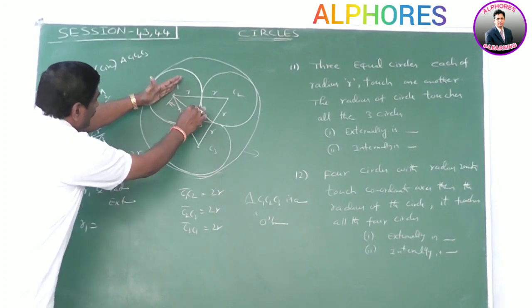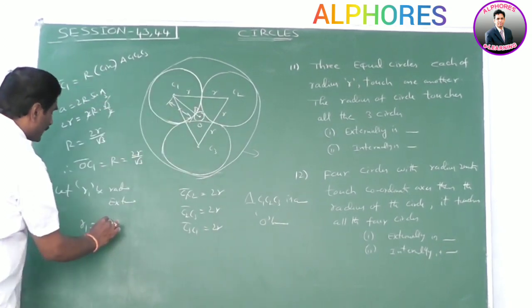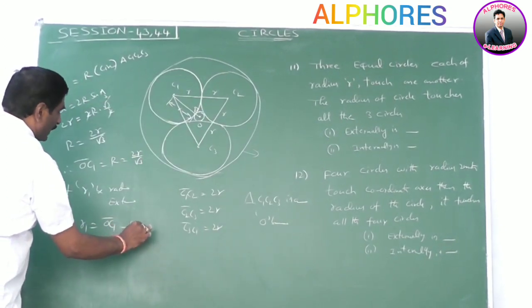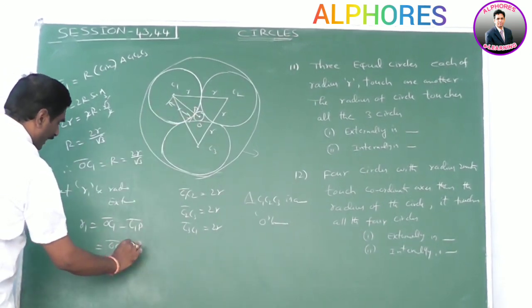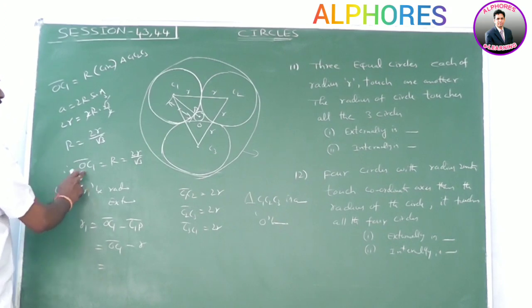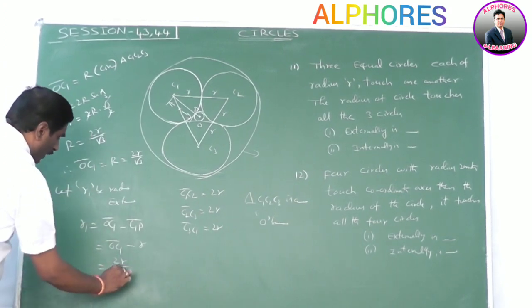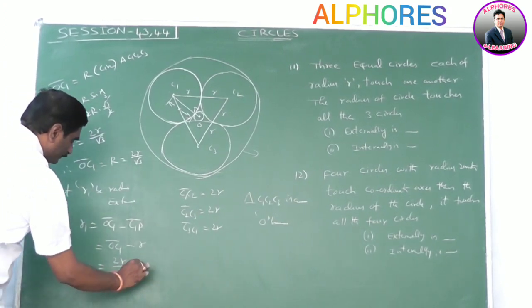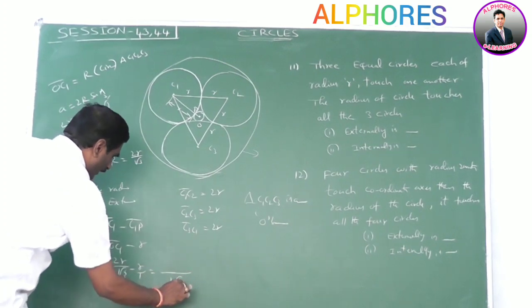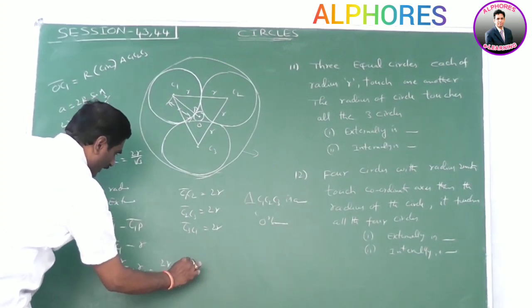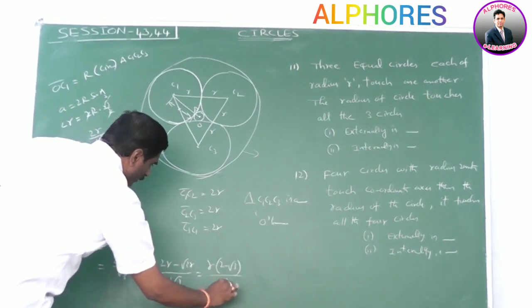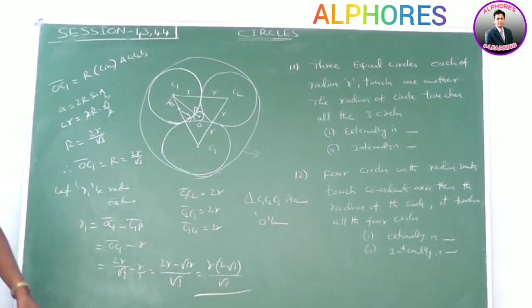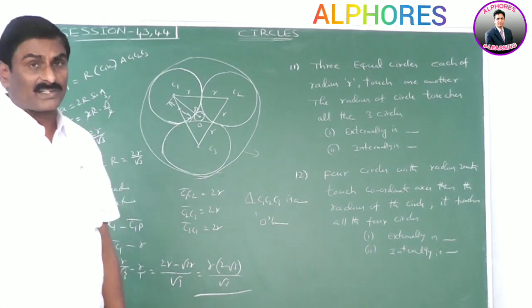Take this point as P. OC1 minus C1P. C1P is nothing but the radius of this circle. That means OC1 minus r. OC1 is nothing but 2r by root 3. So 2r by root 3 minus r, r by 1. Here the LCM is root 3. 2r minus root 3 r. The common term is r into (2 minus root 3) by root 3. It is the radius of the circle which touches the given three circles externally.